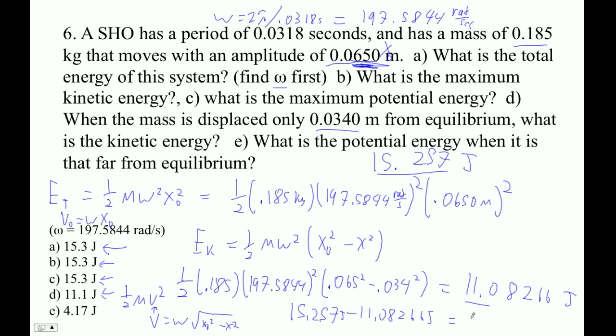Okay. So I'm going to subtract the 11.08 from 15.257. And I get 4.17 joules. Okay, that's how much must be potential energy. So the idea is that this plus this equals that.